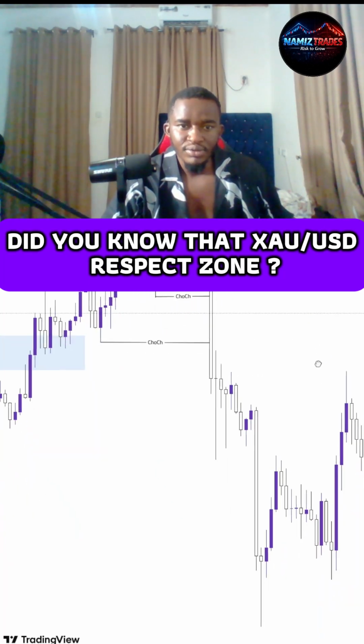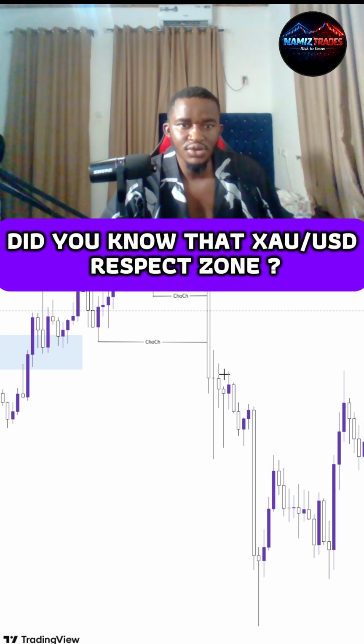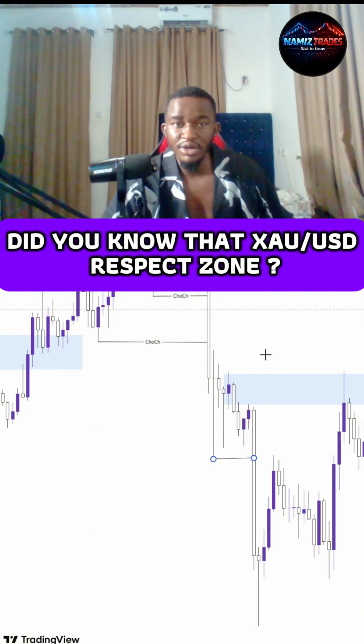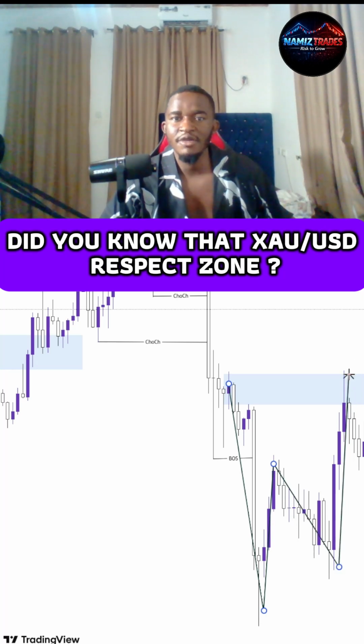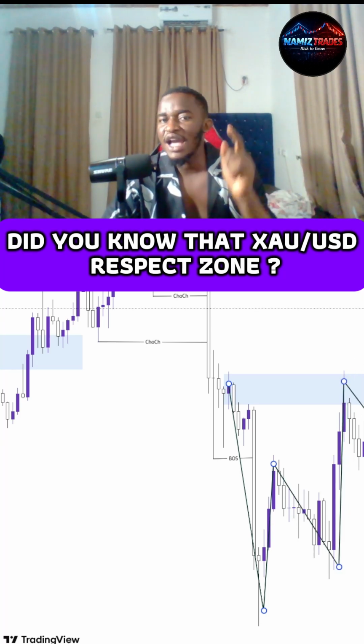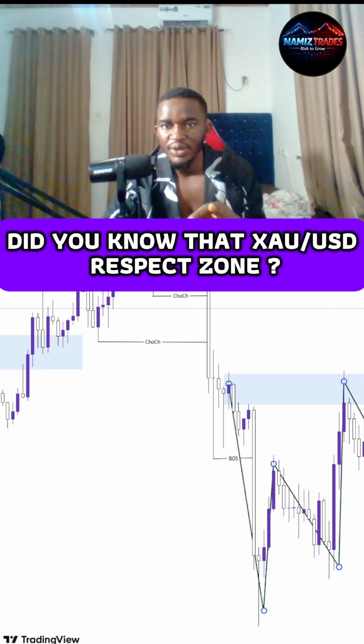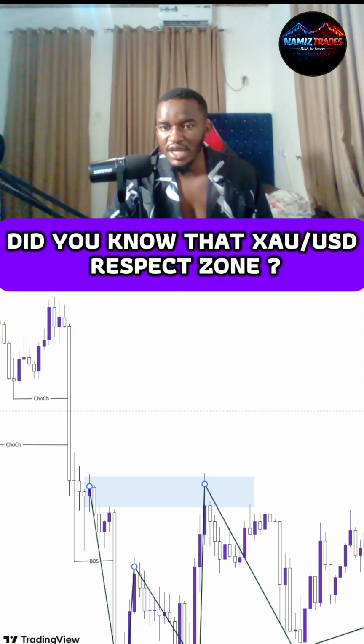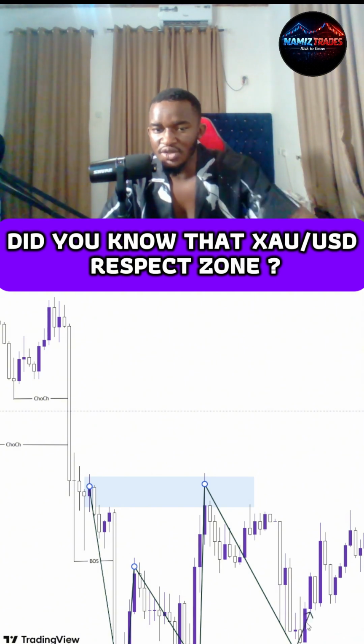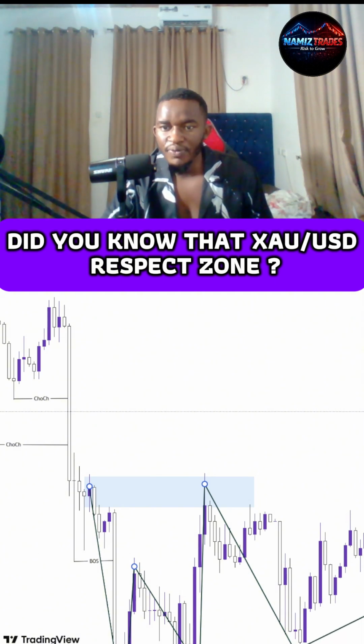Then what happened? He created this particular zone. Then the market dropped down, created this change of character, order block, break of structure, sorry, created this break of structure, then came down. This one is for people that trade price action, smart money, ICT. You see, the market respects this zone. They come down and still respect that zone. Then you drop back again to this side, still respecting this particular zone, and then go up.